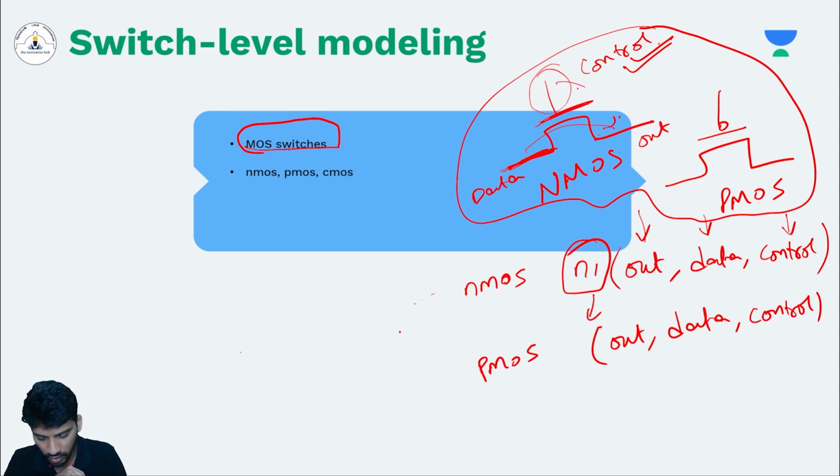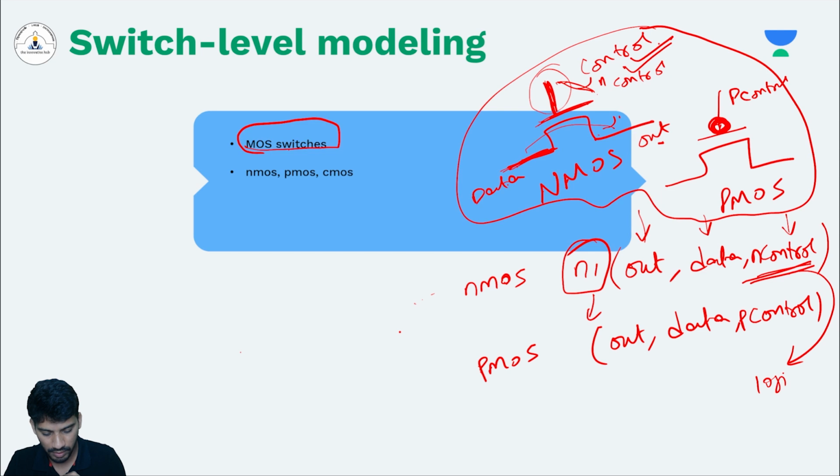Let's say this is N control and this is P control; I am naming them, so I have to give the same names, N control, P control. Usually this is a positive logic and this is a negative logic. In order to have conduction of data from data to out, your N control should be logic high. If it is logic 1, then the output will be equal to your data. If it is logic low or 0, then your output is in high impedance state. So that is about NMOS.